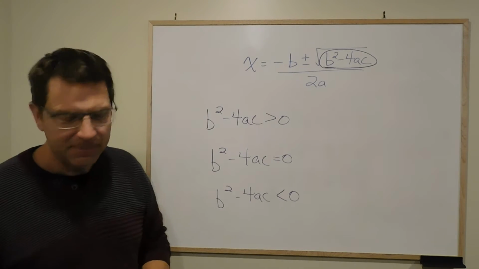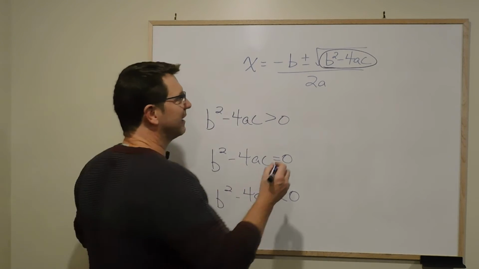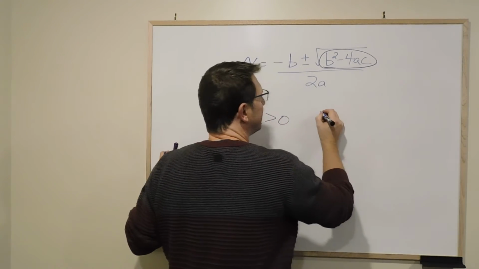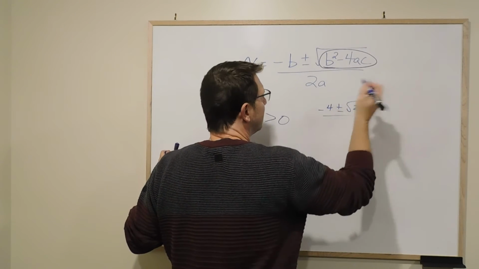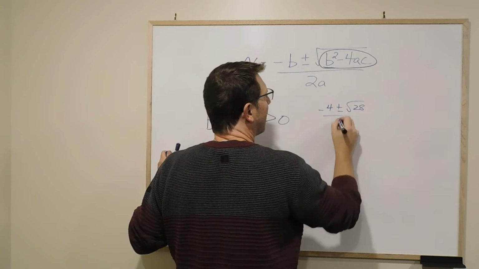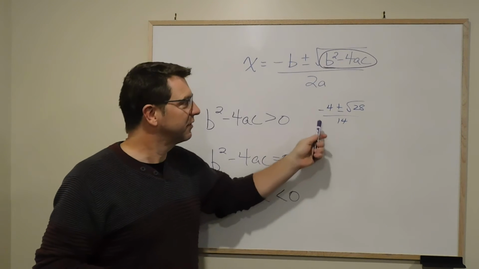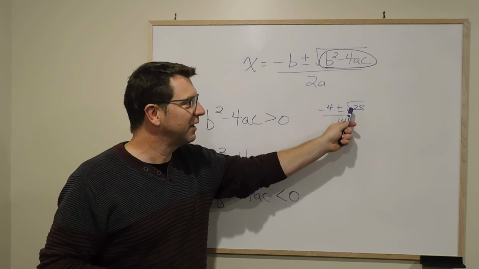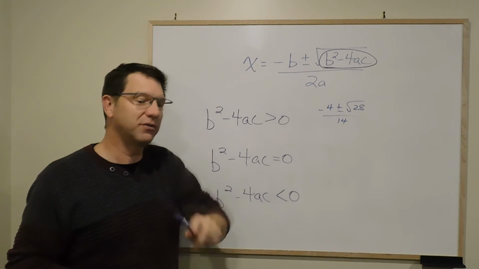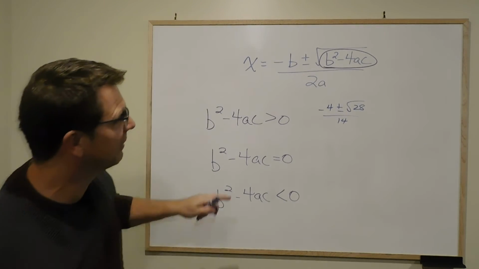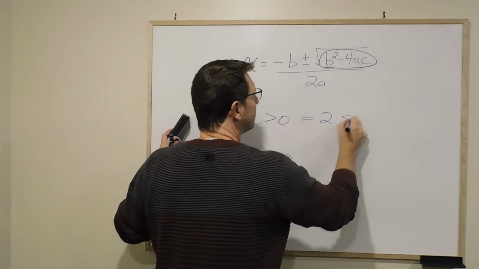Okay? Now, if this is greater than 0, you have something like negative 4 plus or minus the square root of 28 over, doesn't matter, 14, whatever, right? You will have two solutions, because you'll have negative 4 plus the square root of 28 over 14, and negative 4 minus the square root of 28 over 14. You'll have two solutions. So no matter what this is, if this is positive, you will end up with two solutions.